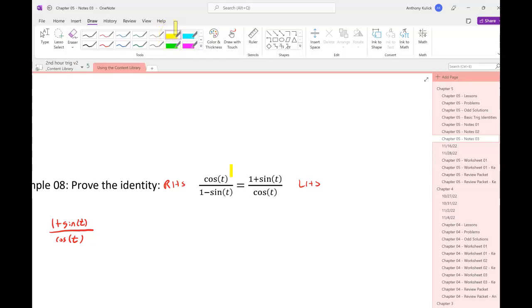Well, where are we trying to go? We want to end up with cosine t over 1 minus sine t, correct? So what do I need to have in my denominator at the end? It's got to have a 1 minus sine t in the denominator. Everybody agree? Okay, well, I'm going to put it in there right now. Everybody's okay with that? Now, what am I going to have to do in the numerator here?